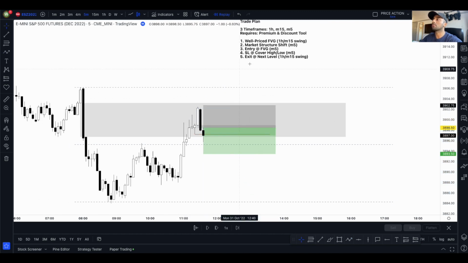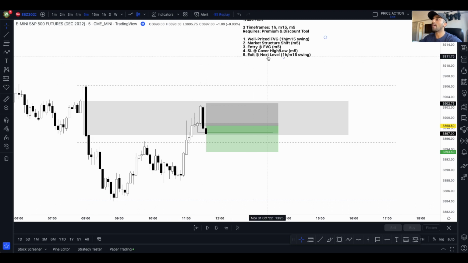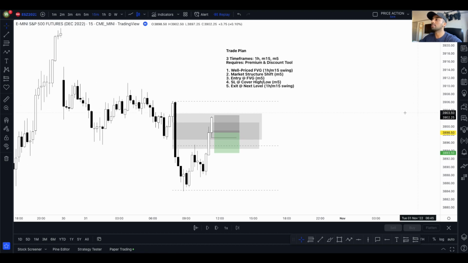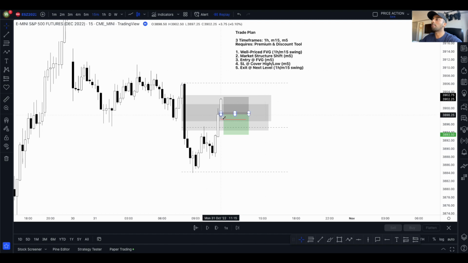So now we've got our stop loss there covering the high in this scenario, and we're going to take profit at the next level. Remember, now we're going to reference the 1 hour or M15 swing. In this trade example I'm showing you, we were looking at the M15 swing, okay? And you guys can see we draw the premium and discount tool there. So we expect the price, because we're already well priced, we expect price to go where? Down and break this low at the very least. So we're going to look to take profit down here, okay?